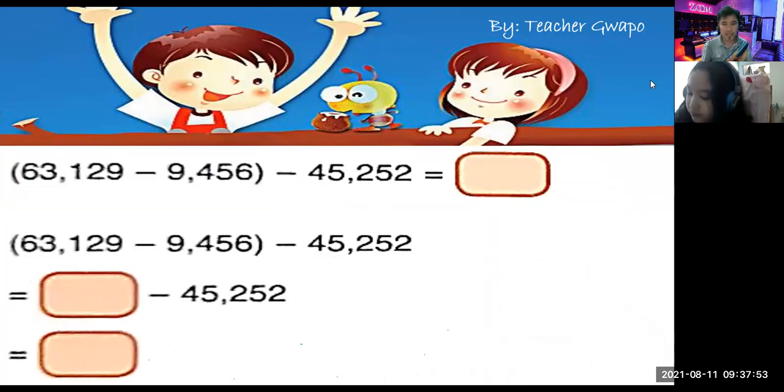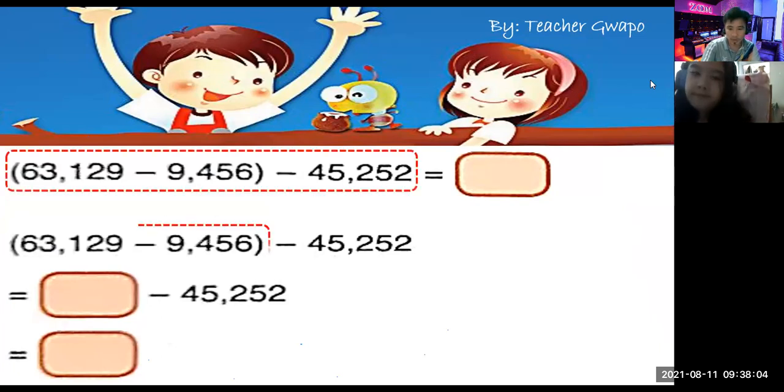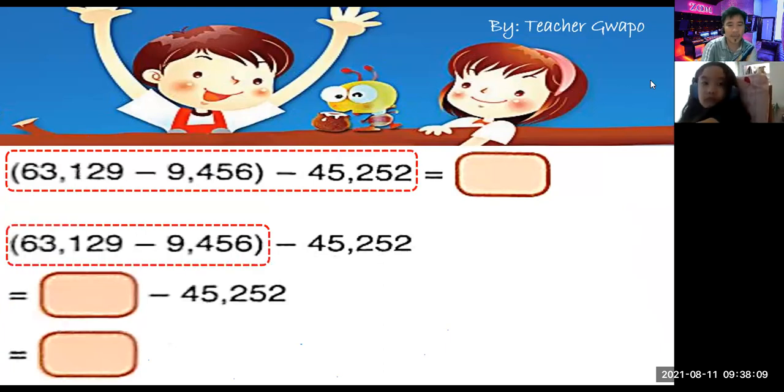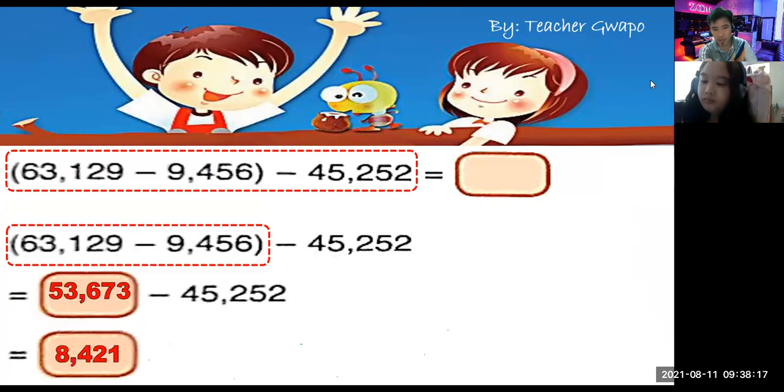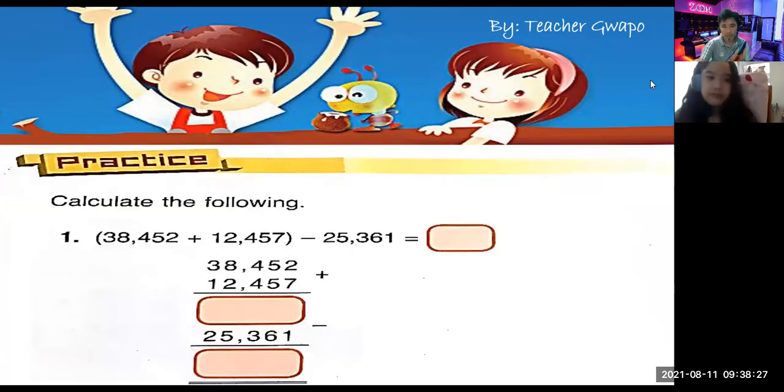Now, the last example that we had last time is 63,129 minus 9,456. So let's solve first again the numbers inside the bracket, 63,129 minus 9,456, and it will give us an answer of 53,673. So if we subtract 45,000 from 53,000, it will give us 8,421. So this time, this is the practice or the exercises that we did.